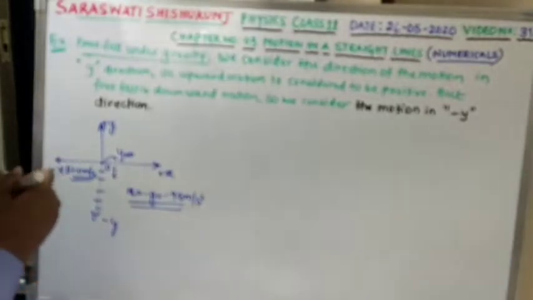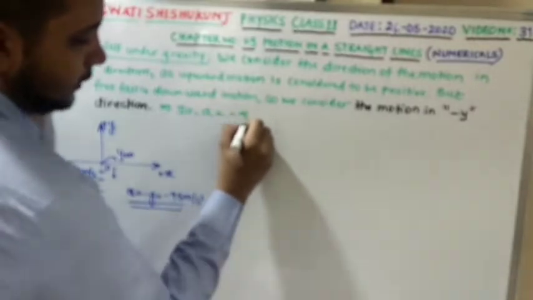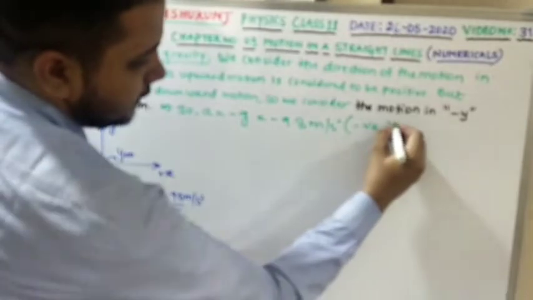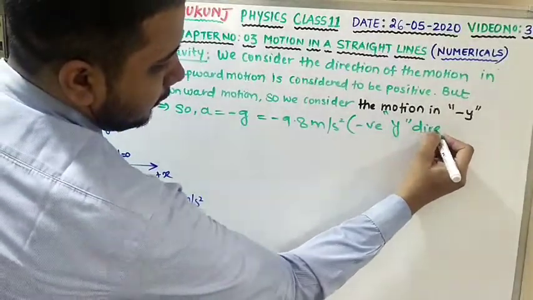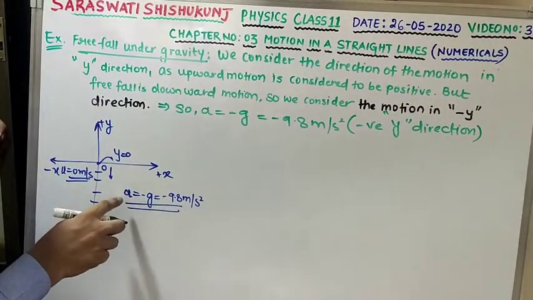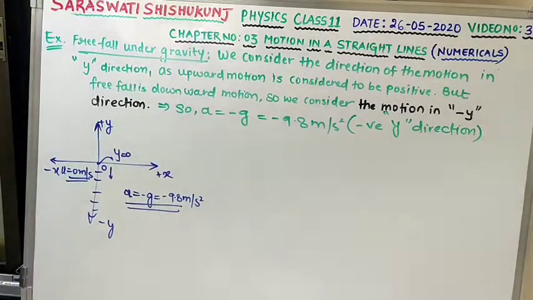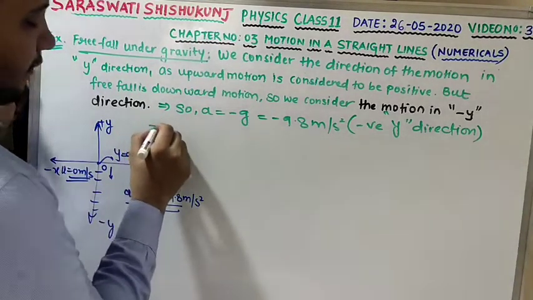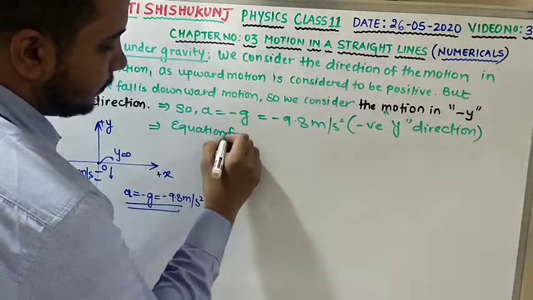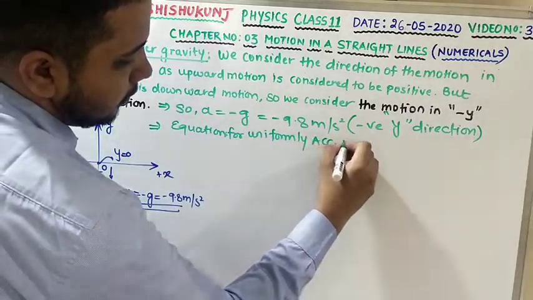So we are having three equations. So a is considered to be minus g, that is minus 9.8 meter per second square, because we are taking negative y direction. As such it is towards gravity, so we should take plus, but here we have considered minus y axis, so we have to take minus 9.8 meter per second square. Now we are having kinematic equations for uniformly accelerated motion. Yes or no?